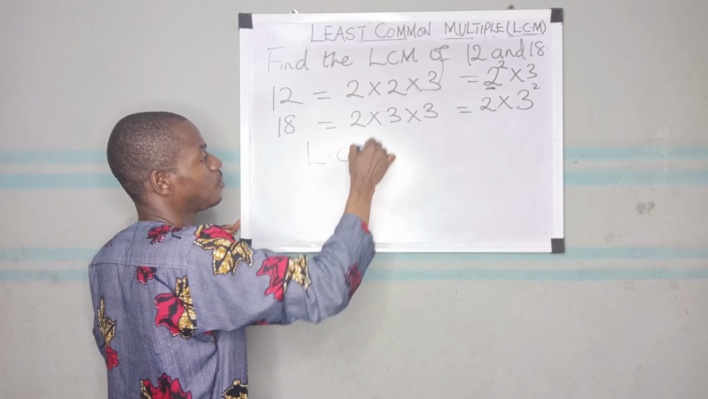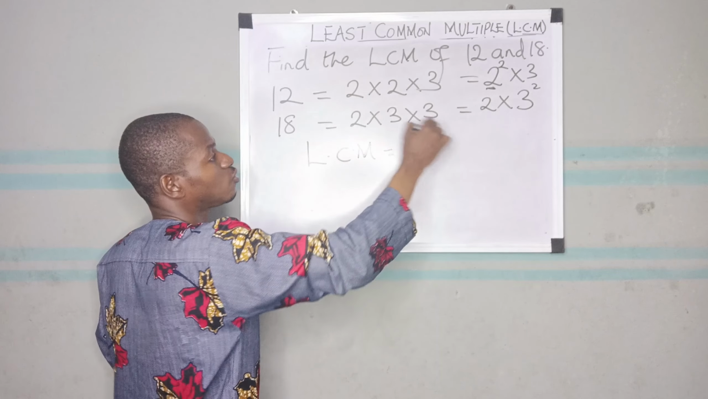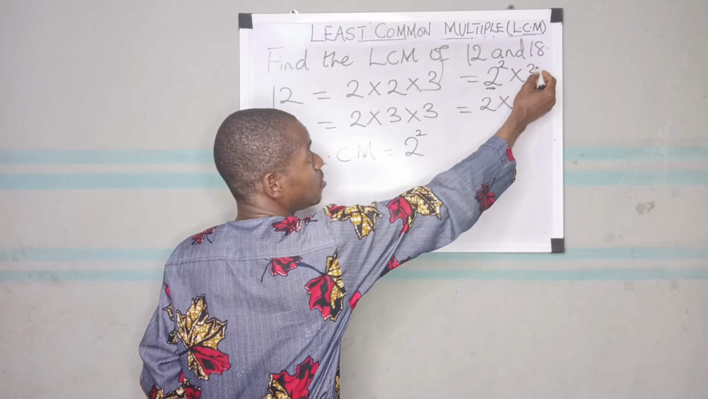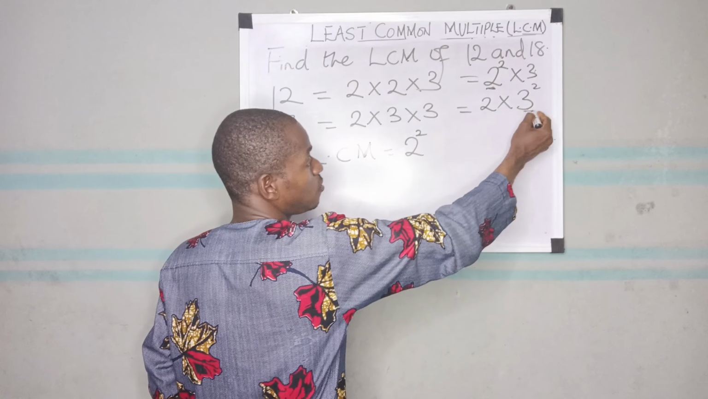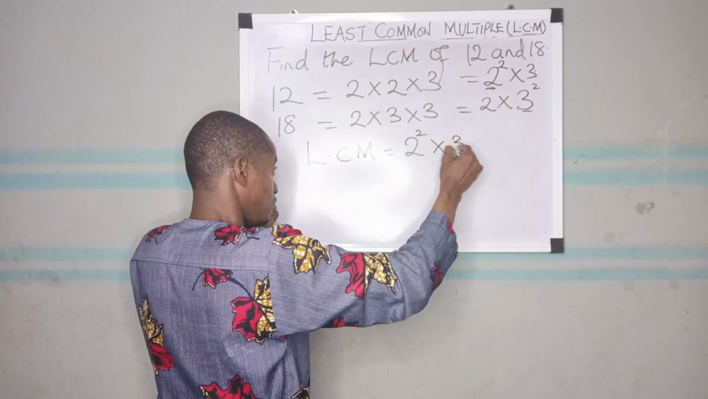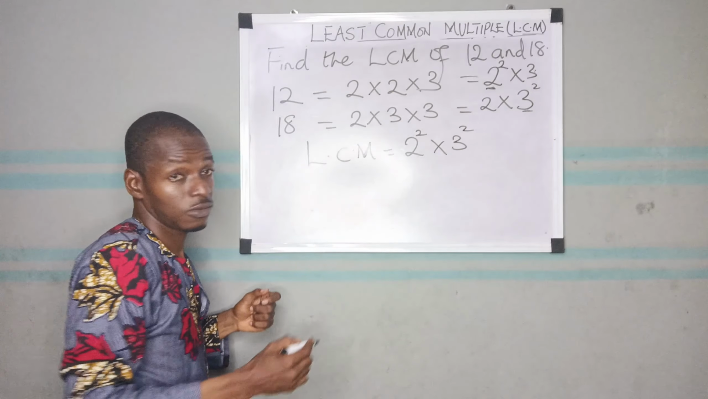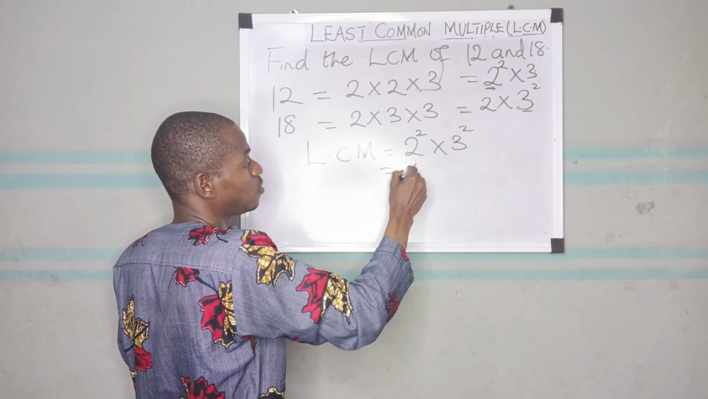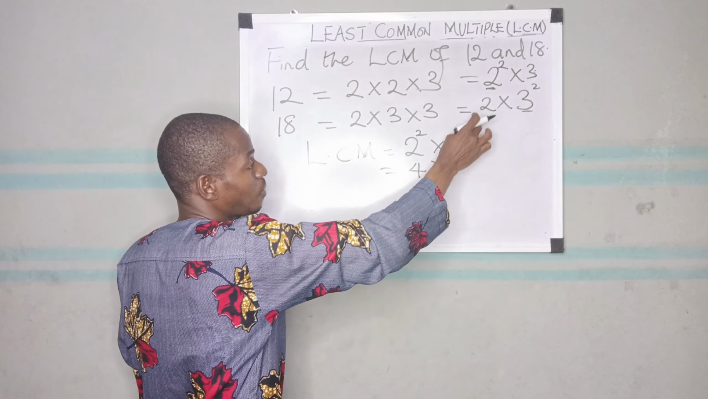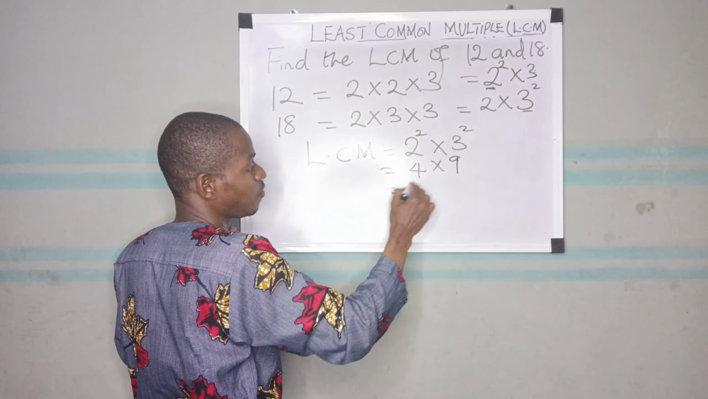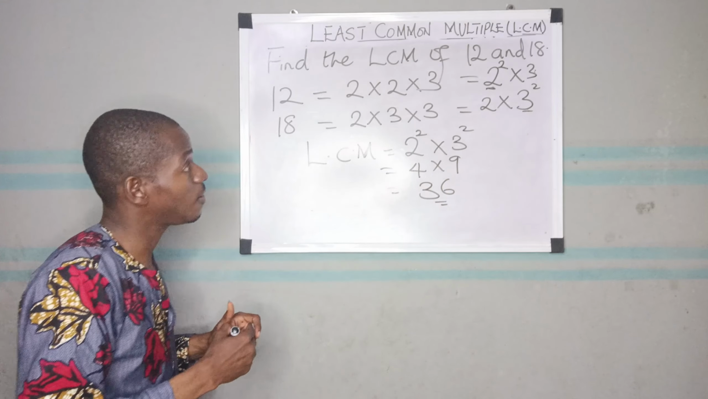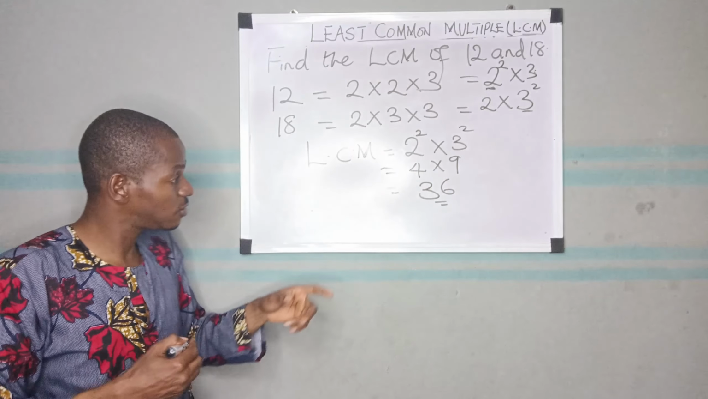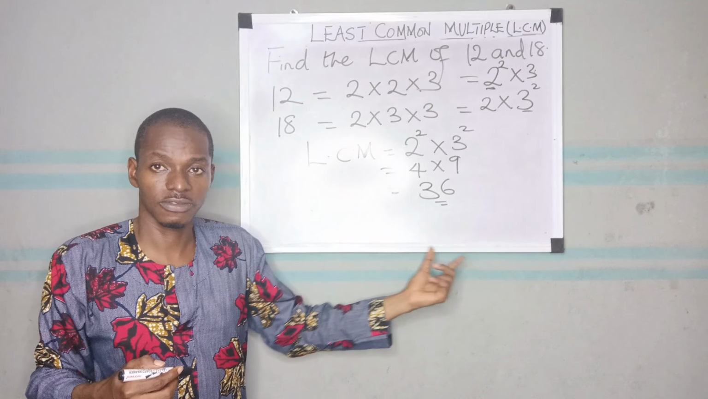So the LCM will be equal to 2 raised to power 2. Now, between these two, which one has the biggest power? This, so I pick it out, 3 raised to power 2. So the LCM is 2 raised to power 2, which is 4, times 3 raised to power 2, which is 9. So 4 times 9 is 36. So the LCM of 12 and 18 is 36.